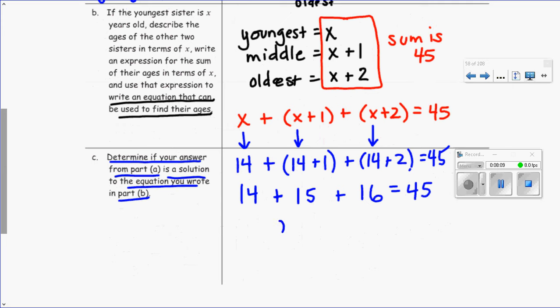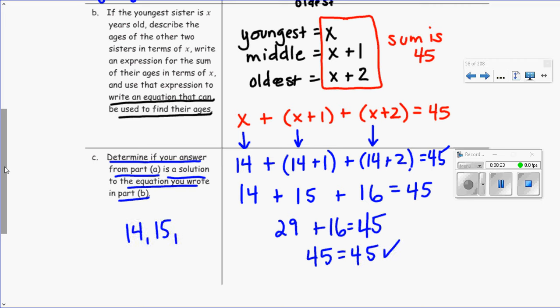And if you want to show each step, that's always a good idea. And yes, 29 plus 16 is 45. Okay, so that works. So the sisters are 14, 15, and 16. Okay, not too bad. Let's move on to page 55.